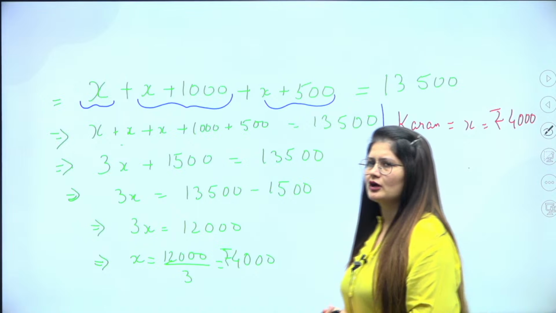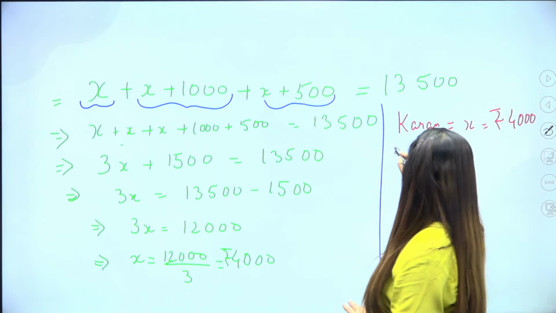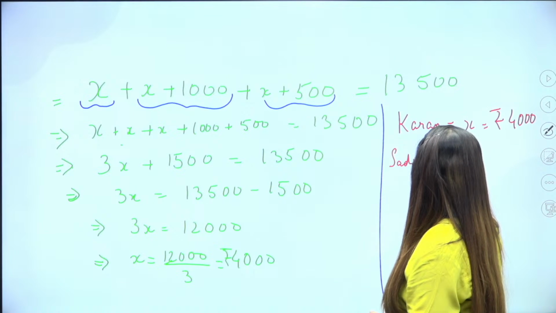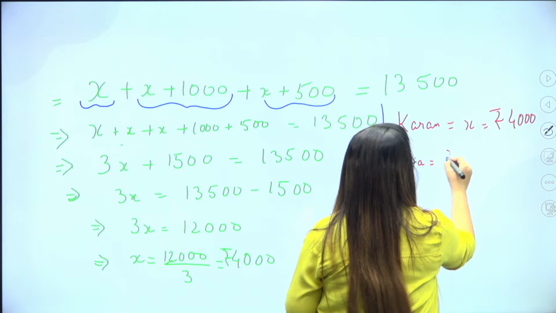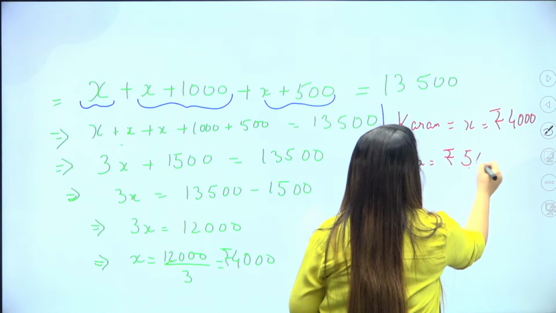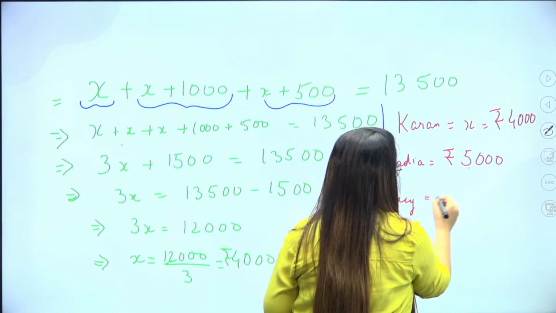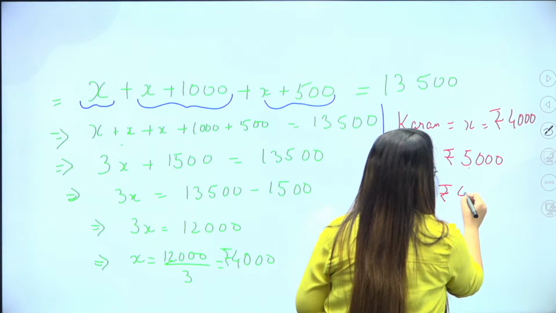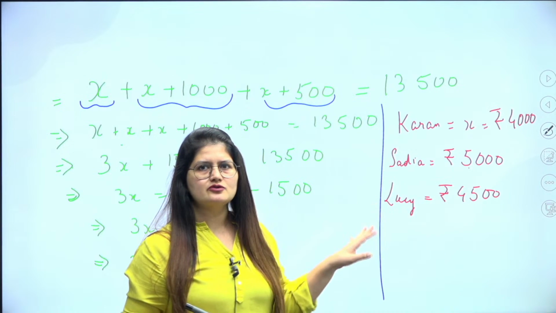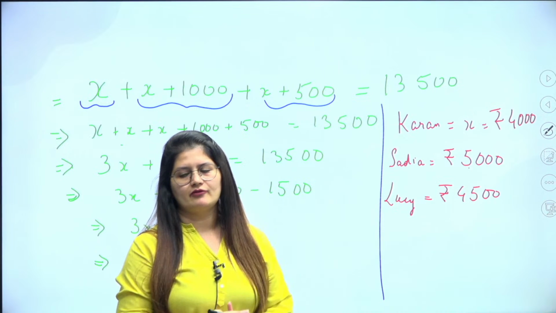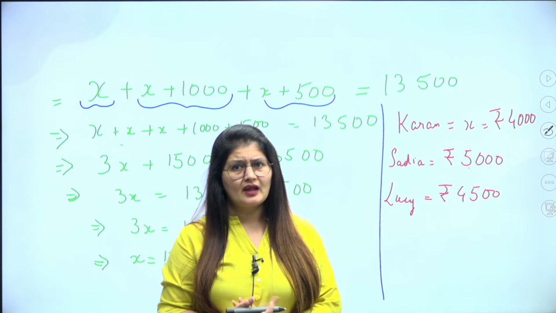Right? After that, if I talk about the money that Sadia has got, how much has Sadia got? Sadia has actually got rupees 5,000, which was 1,000 more than Karan. And if I talk about Lucy, then Lucy has got 500 more than Karan. That will come out to be 4,500 rupees. Yes? So these are the amounts that Karan, Sadia and Lucy have got. Clear everyone? Yes? Now moving on.